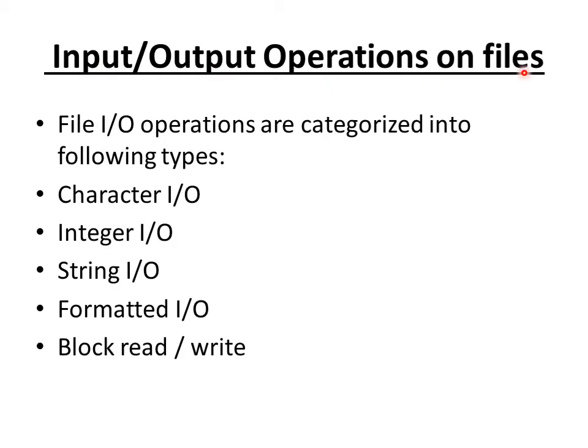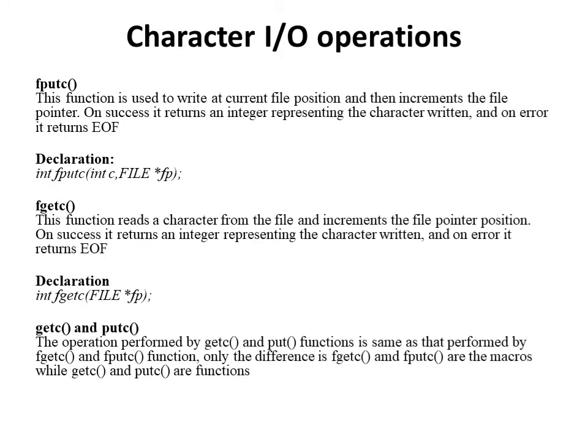Input and output operations on files. File input-output operations are categorized into the following types: character input-output, integer input-output, string input-output, formatted input-output, and block read-write. Here, character input-output operations. What are these? I am explaining individually. fputc.